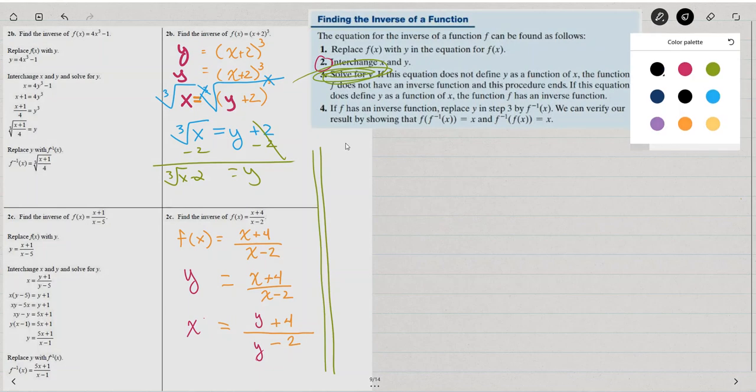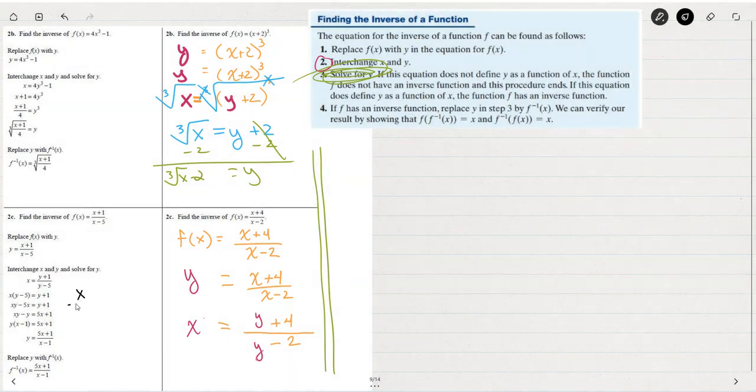What I'm going to use is a special tool called cross multiplying. We could see this as a over b equals c over d, right? Because if I write this x as x over 1, a fraction equal to another fraction. Do you remember the cross multiplying? The a times d would then equal b times c. I'm going to use that tool. x times y minus 2, cross multiply, equals 1 times y plus 4.